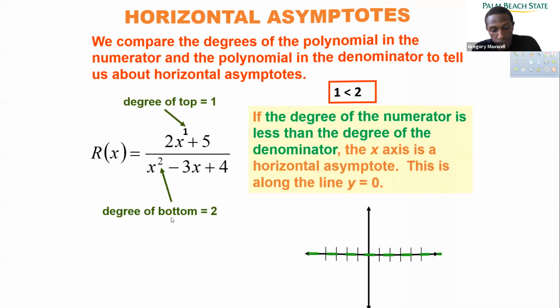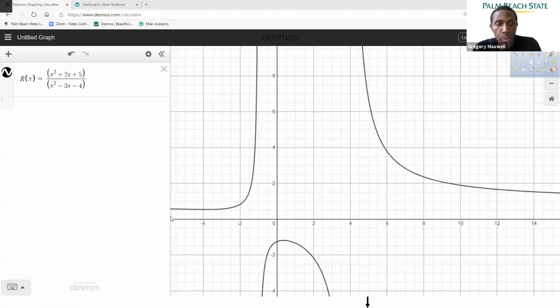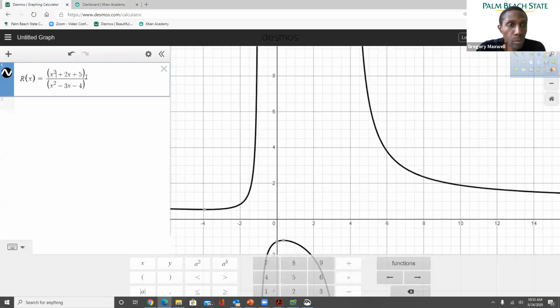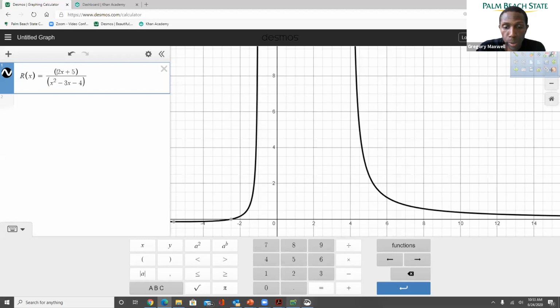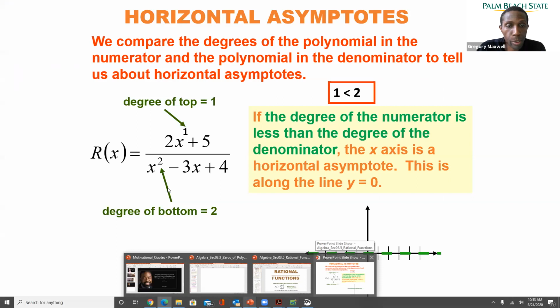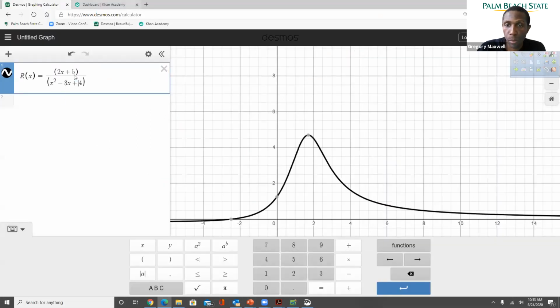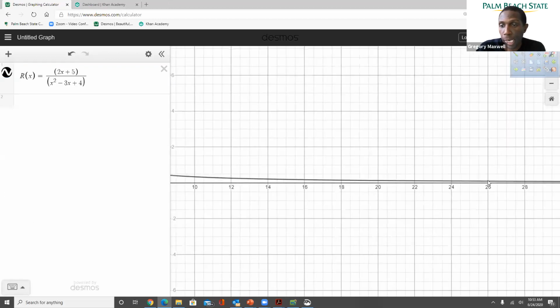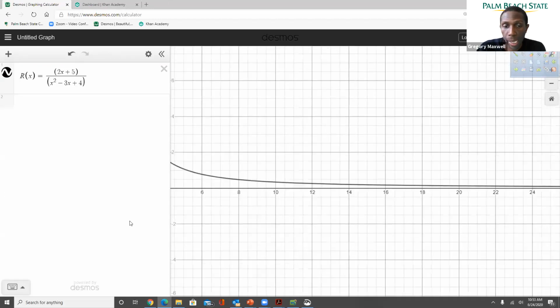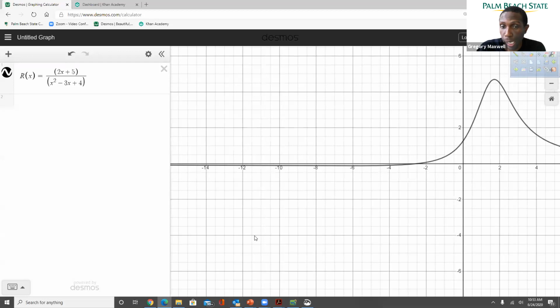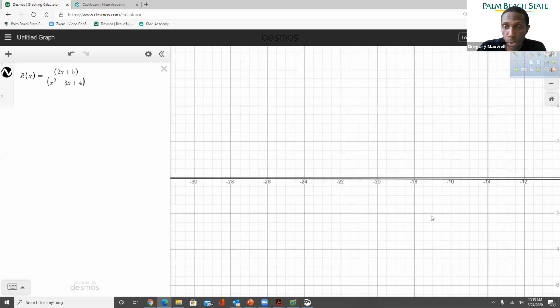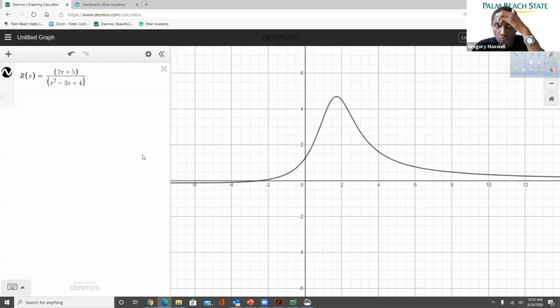Let me show it to you on Desmos. 2x plus 5 over x squared minus 3x plus 4. As you can see, the graph levels off on the x-axis as you go to the right-hand side, and also as you go to the left-hand side. Now, it does cross the x-axis somewhere, but then it comes back up and levels off eventually. So the horizontal asymptote is the x-axis when the degree of the top is smaller than the degree of the bottom.